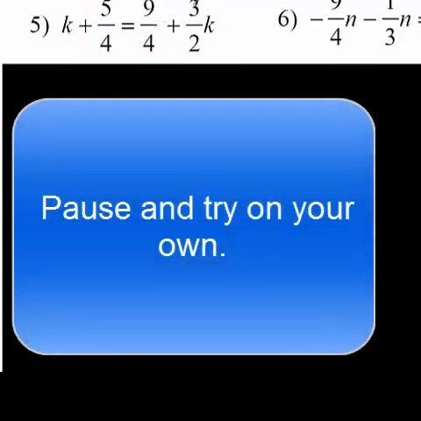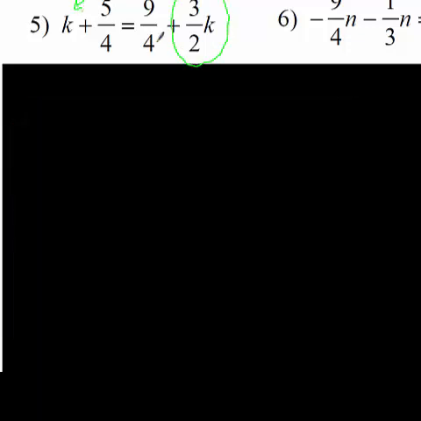All right, for number 5, we're doing the same process. Let's get our k's together. We want to move this 3/2 k over here, so we subtract 3/2 k from both sides. Now I have 1k minus 3/2 k. I can't do that yet, because we can't add or subtract fractions until we have a common denominator.